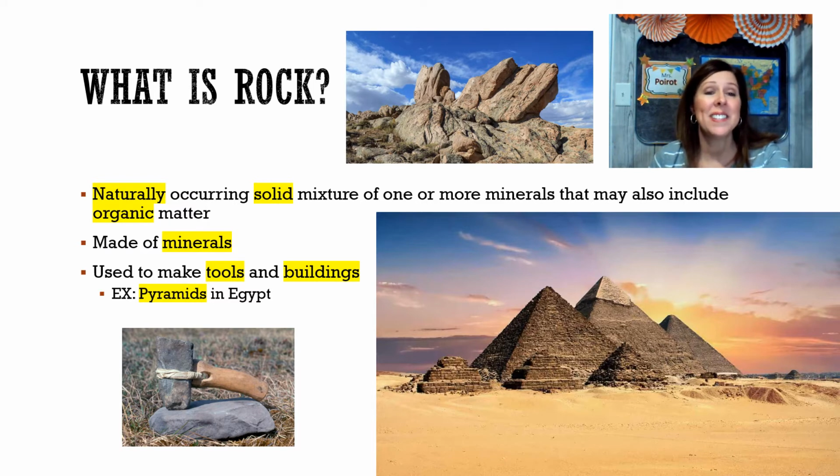So what is rock? The solid parts of Earth are made almost entirely of rock. Scientists define rock as a naturally occurring solid mixture of one or more minerals that may also include organic matter. Now, we know that minerals cannot contain any organic matter, but rocks can, and they often do.